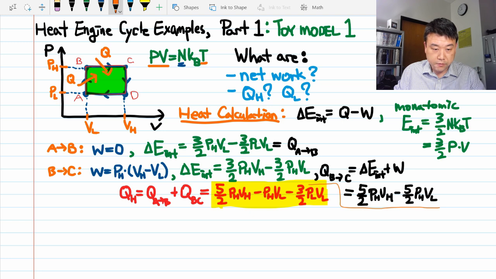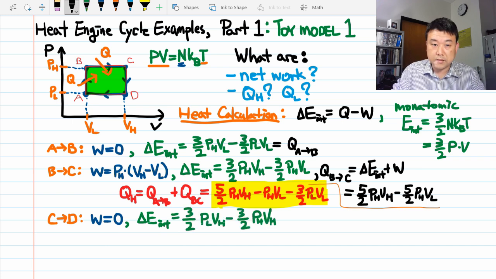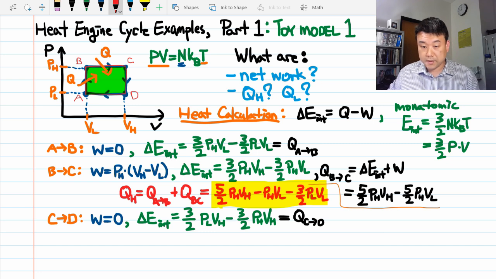Alright, let's keep going. Process C to D. Again, work done is 0. It's an isochoric process, no change in volume. For the change of internal energy, it's the same deal: 3/2 times the difference in pressure times volume. And since work done is 0, this is equal to the heat exchange from C to D. I don't want you to miss it: when you stare at this expression, this is going to be negative. So heat flows out of the system in the process C to D.